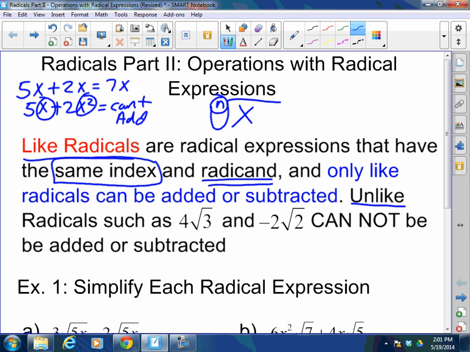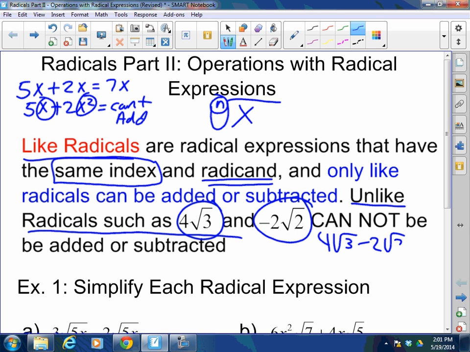Unlike radicals, such as 4 radical 3 and negative 2 radical 2, cannot be added or subtracted. So if I said on a test, 4 radical 3 minus 2 radical 2, well, that's just going to equal 4 radical 3 minus 2 radical 2. Because unless you have a calculator, you can't find that value. Or unless I start estimating the radical 3. But you cannot add those two together because they are not like radicals. Are we clear? Okay. So let's do it. Let's practice.